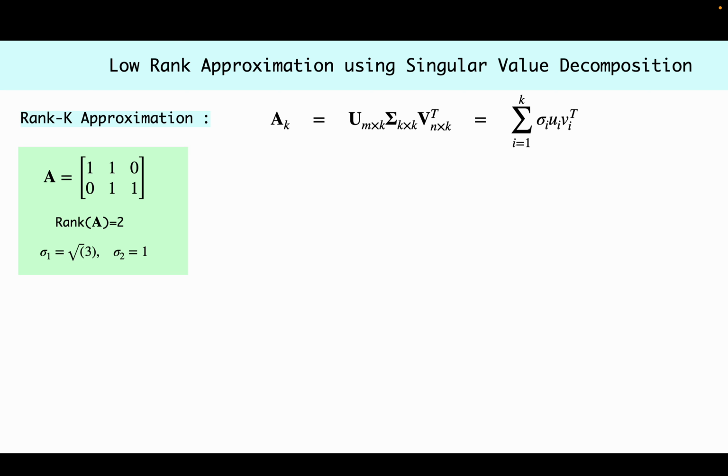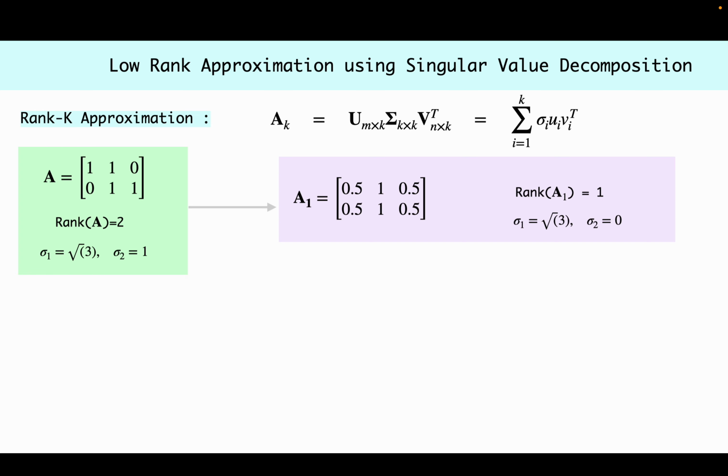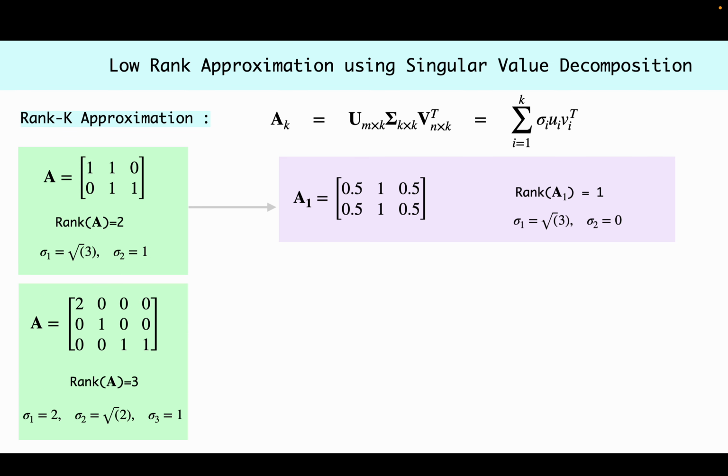We'll take one more example. Here we have matrix A with rank 2, and this is what we found just now. This is the rank 1 approximation of the matrix A. Let's take another example with dimension 3 cross 4, which is of rank 3. So there are 3 independent vectors, and the fourth one is a dependent vector.